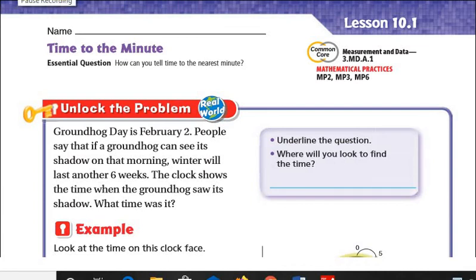Welcome back, grade 3. This is our first session in the fourth quarter. We will start with chapter 10 to tell the time to the nearest minute.